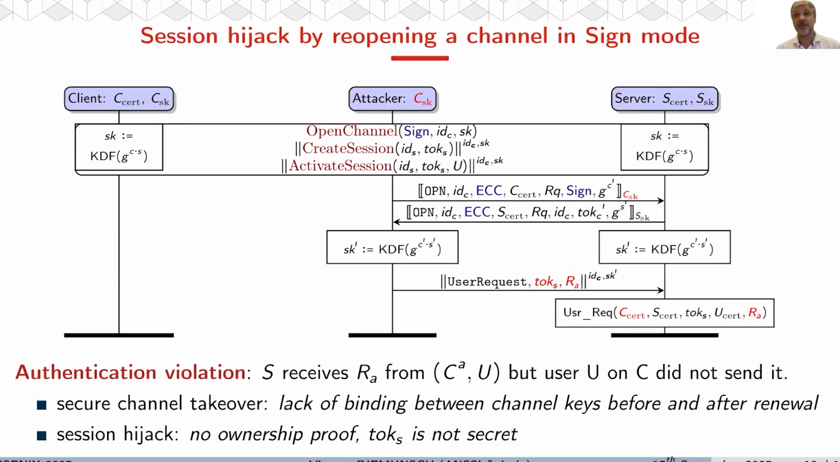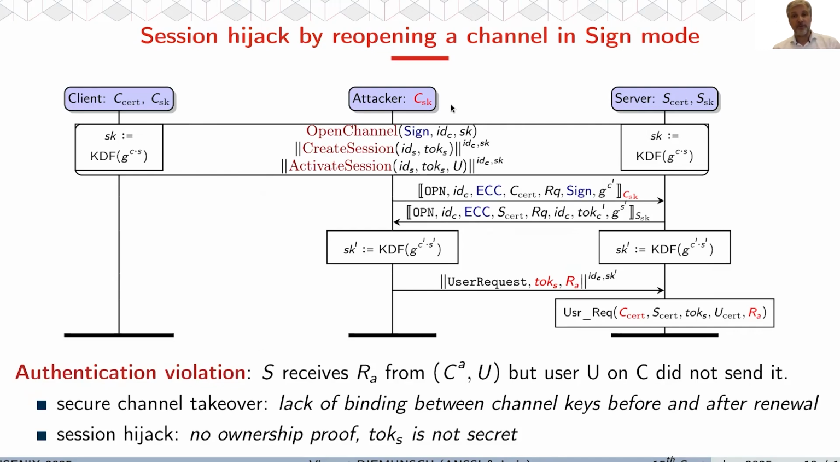Therefore, the attacker can simply impersonate the client even if the attacker ignores the symmetric keys that were used when the session was created or activated. Second, there is no ownership proof of the session. The session authentication token was public because the secure channel was not encrypted, so it suffices to the attacker to send a request with this session authentication token to let the server believe that it comes from the user on the client machine.